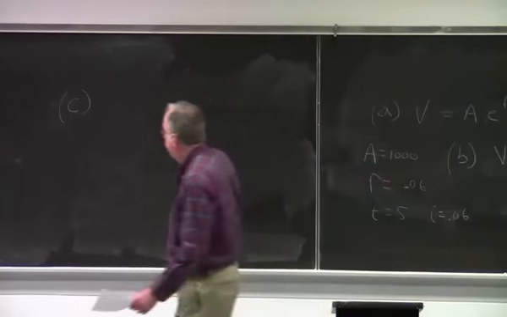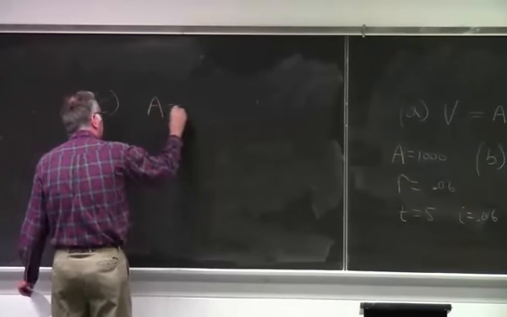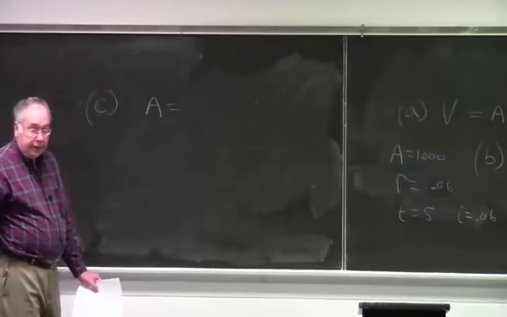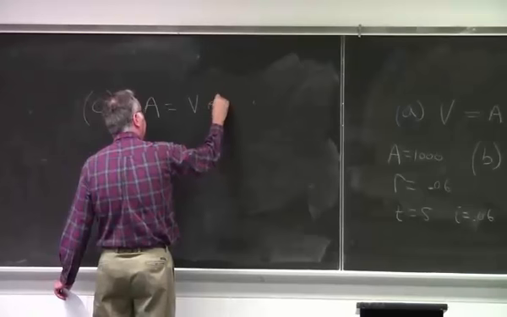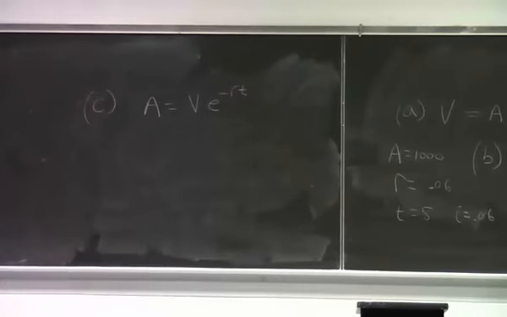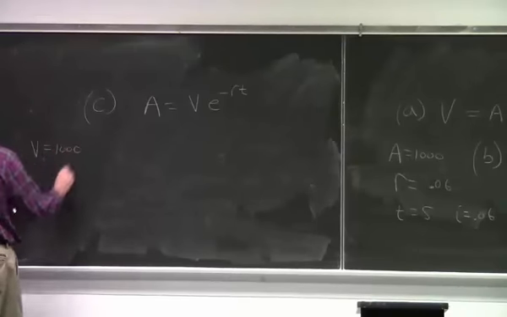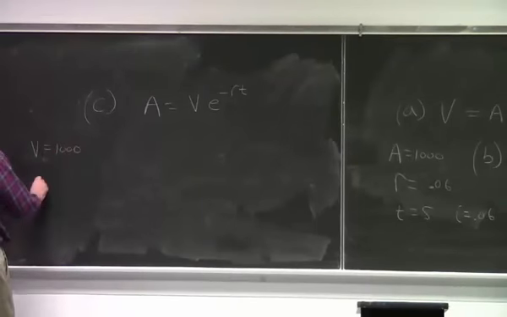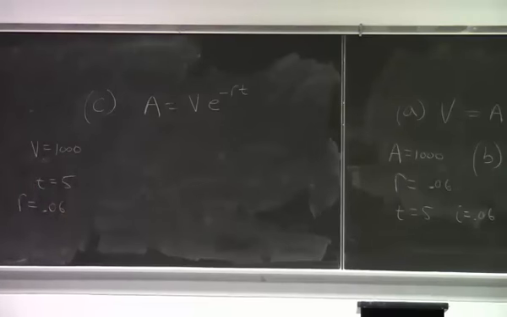So when you're doing present value, you want to use this formula, assuming the interest rate is compounded continuously: A equals V times e to the minus RT. Here you're given that the future value, V, is $1,000. Again, the time is 5, and the continuously compounded interest rate is 0.06.